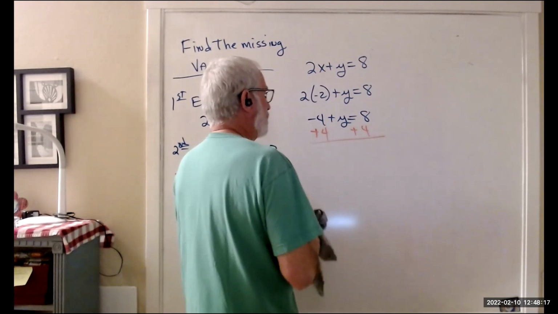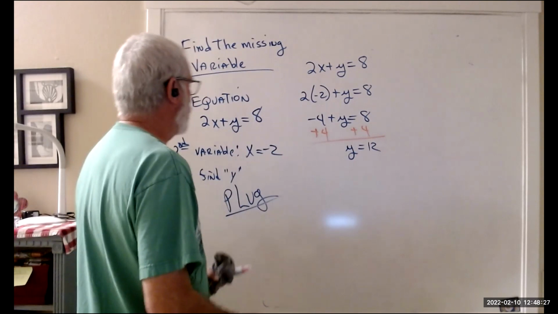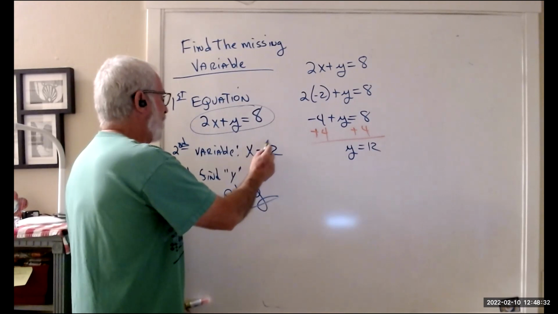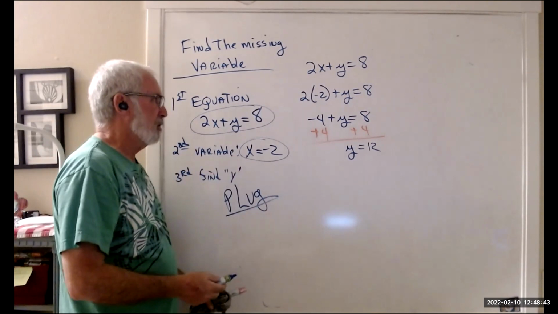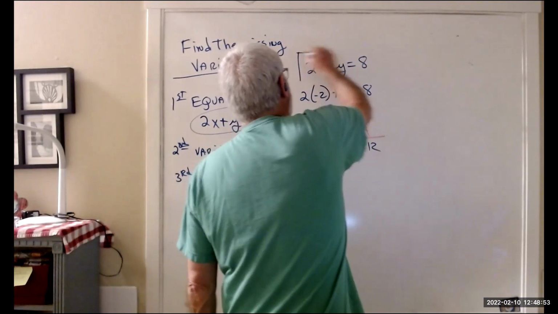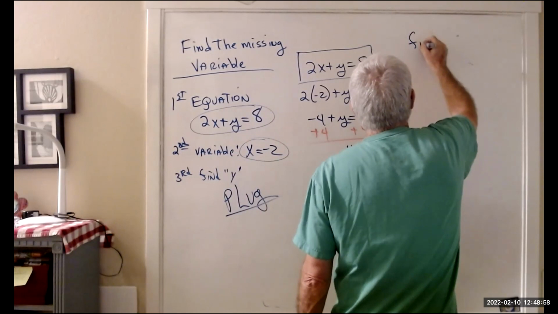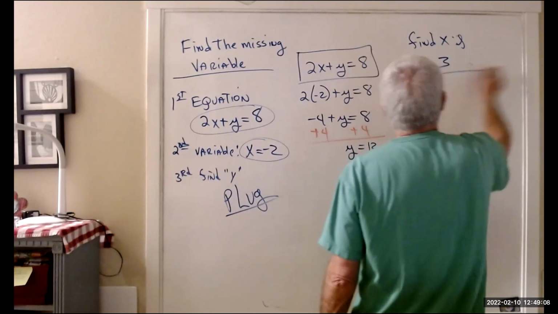Minus 12. So that's all they're going to ask you to do. They're going to give you an equation. They're going to tell you the value of one of the variables, and they're going to ask you what's the value of its partner, its pair, according to this formula. So you just plug in that number and figure out what the other value is. For the same equation, what if I said find x if y is 3. Find x if y equals 3.